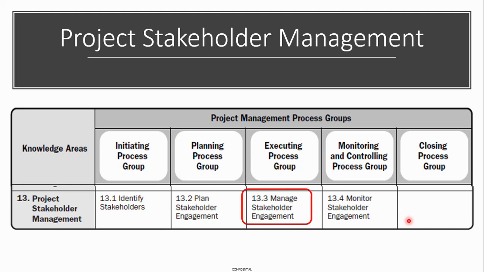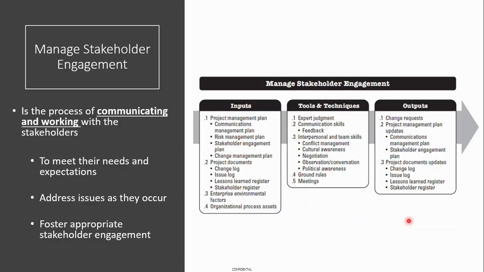Here it's simple. Now you're in the execution process, and you're managing the stakeholder engagements. So depending on the plan that you have derived, now we start to communicate with them using different methods to meet the expectations, address the issues as they occur, and foster the appropriate stakeholder engagement. So you will be communicating with them depending on the plan that you have set up.